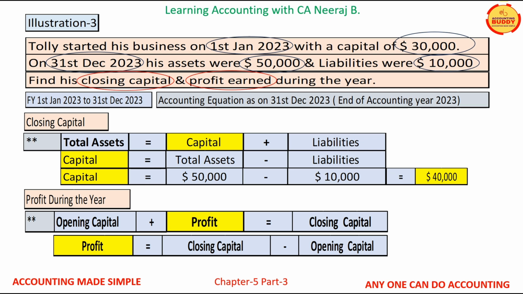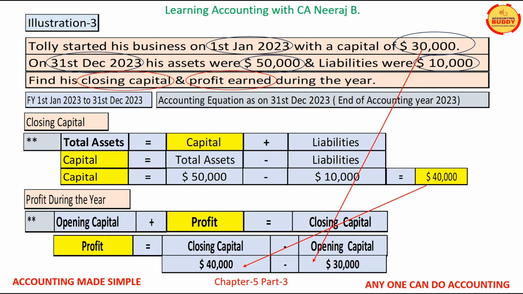1st January 23. Closing capital as on 31st December 23 calculated above is $40,000 and the opening capital as on 1st January given in the question is $30,000. Therefore, the profit for the year is $10,000.